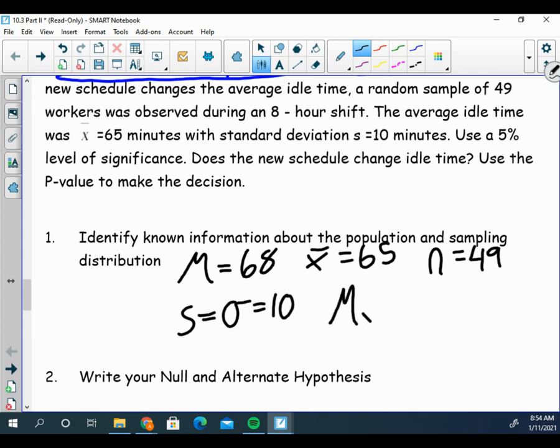Mean of all those sample means is also going to be 68 because we're working with a large sample. Standard deviation of the distribution of sample means will be 10 divided by the square root of 49, and we get 1.429.